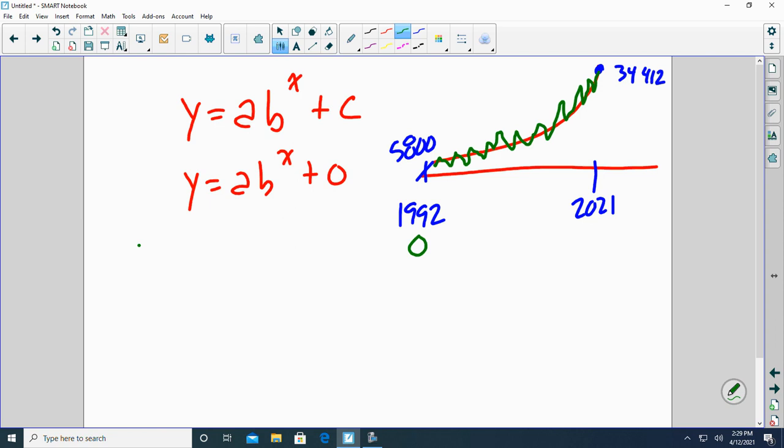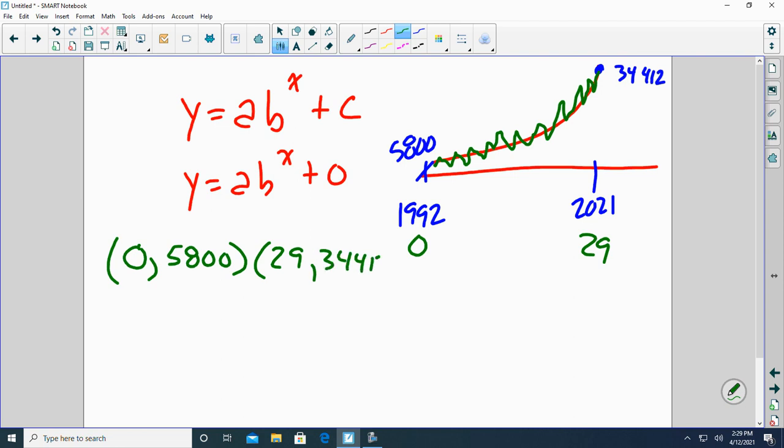What's 2021 minus 1992? 29. Okay. All right, so we're going to base this on 0, 5,800, and then 29 for the year 2021, 34,412. So here's a nice projection.